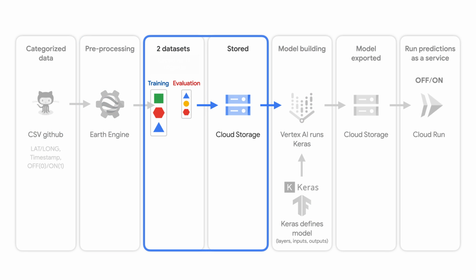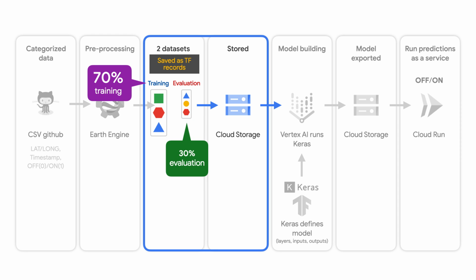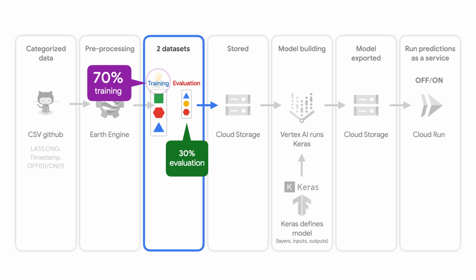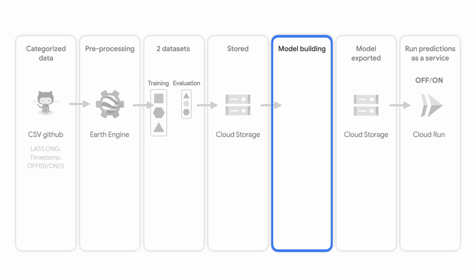From this, we randomly split this data into training and validation datasets and save them as TF records in cloud storage. For this case, we split it into 70% training and 30% validation datasets. This means the model studies and learns from the training dataset, while the validation dataset is used like an exam to make sure it's learning to generalize to data it hasn't seen before.